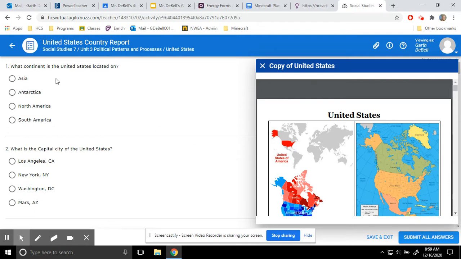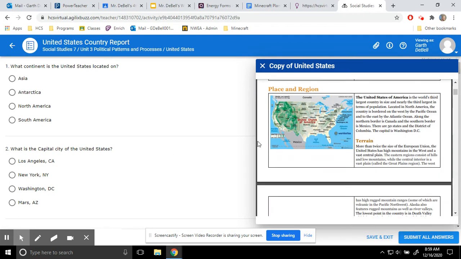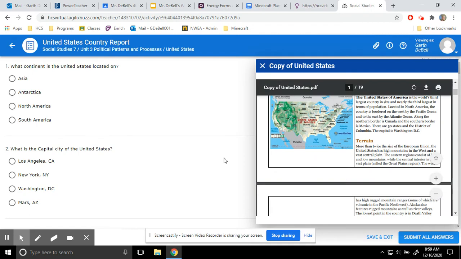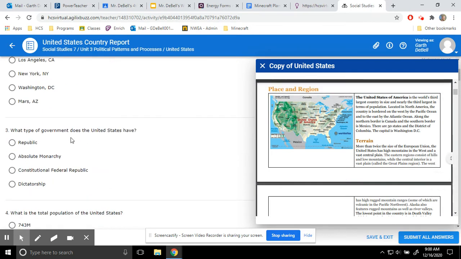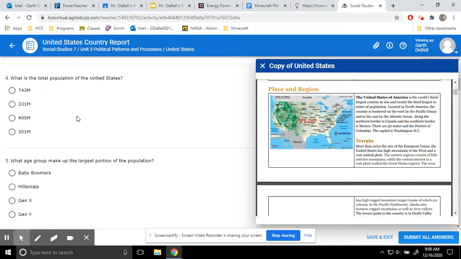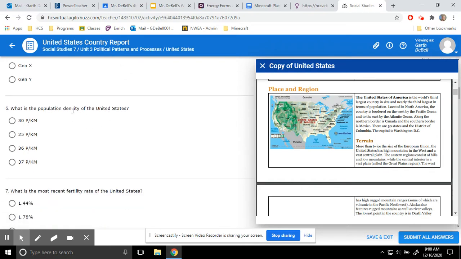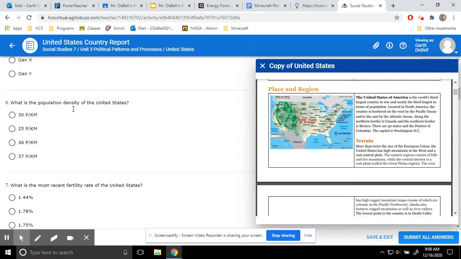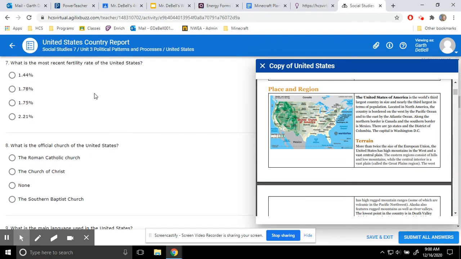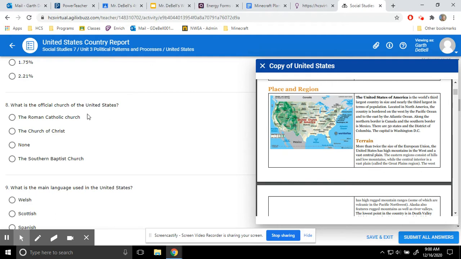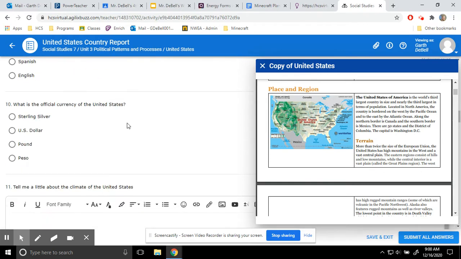For example, these first two questions: what continent is the United States in? And what is the capital city of the United States? That's found right here in this first paragraph. Government is going to be found in the government section. Population is going to be found on the population chart. Population makeup is going to be found in the population pyramid. This one, you're going to go back to the population chart. This is also population chart. This is going to be found in the religion section. This is going to be found in the language section, and so on and so forth.